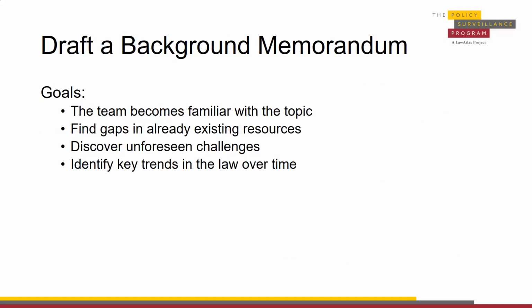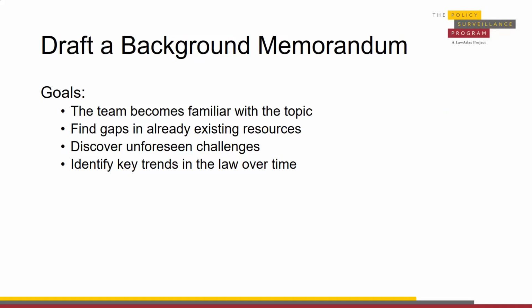Another goal is to find gaps in already existing research. The research will allow you to further explore the legal landscape and how the laws interact with each other. For example, you will find out, is preemption an issue? Is it regulated at the local, state, or federal level? You'll be able to discover unforeseen challenges, identify key elements of the laws you're studying, identify what areas of the law are evolving, as well as what elements of the law are present in most jurisdictions, and identify key trends in the law and how they've changed over time.